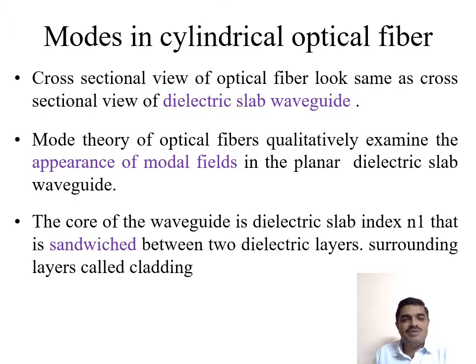The cross-sectional view of the optical fiber looks the same as the cross-sectional view of a dielectric slab waveguide. So in order to calculate the modes in a cylindrical optical fiber, let us compare it with the dielectric slab waveguide. Mode theory of optical fiber is qualitatively examined based on the appearance of the modal field in the planar dielectric waveguide. The core of the waveguide is a dielectric slab of index N1, sandwiched between two dielectric layers. The surrounding layers are called cladding.